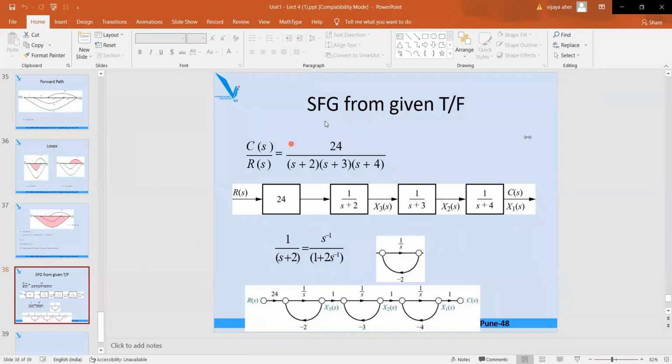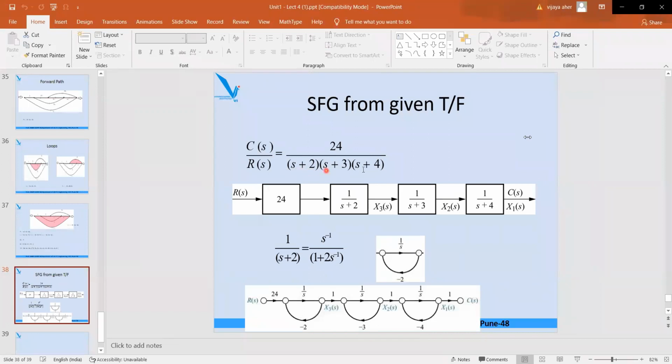Example number 3. Draw signal flow graph from given transfer function. The given transfer function is this. Transfer function is equal to C of S divided by R of S, C of S is output, R of S is input, is equal to 24 divided by (S plus 2)(S plus 3)(S plus 4). So in the denominator we have 3 terms, and in the numerator only one constant. So 24 divided by S plus 2 is the first term, S plus 3 the second term, S plus 4 the third term.